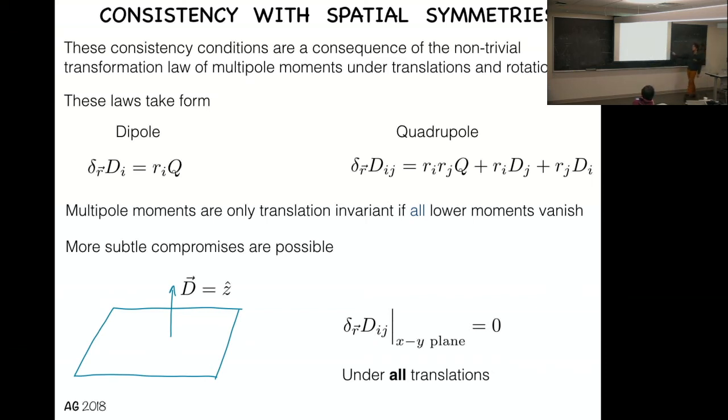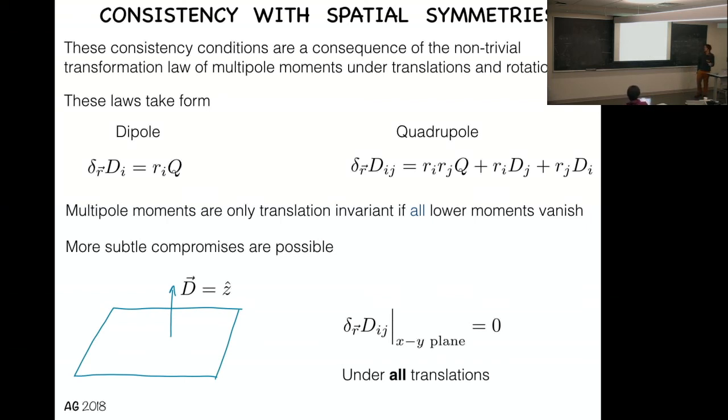Now, if you do it for the quadrupole, you get a little bit more complicated transformation laws, but the point is it's always expressed in terms of lower moments. So the quadrupole is expressed in terms of charge and in terms of dipole, and R is where we translate. Now, usually, the conclusion is reached that the moments are well defined only when all lower moments are zero. Okay?